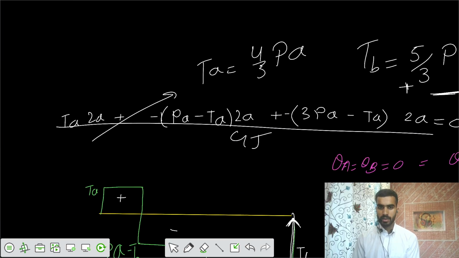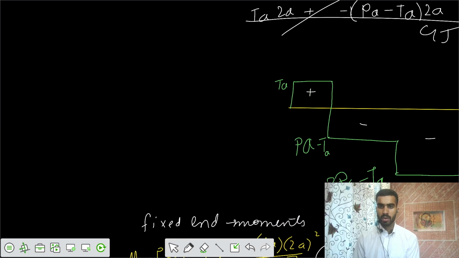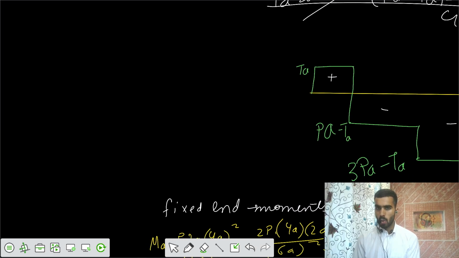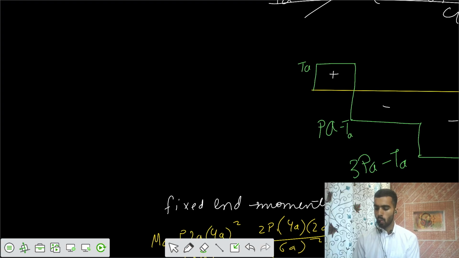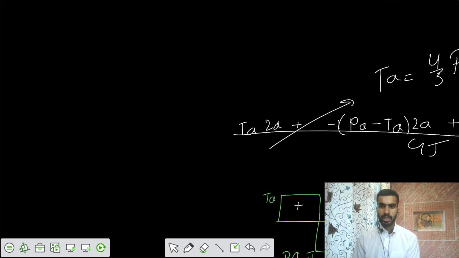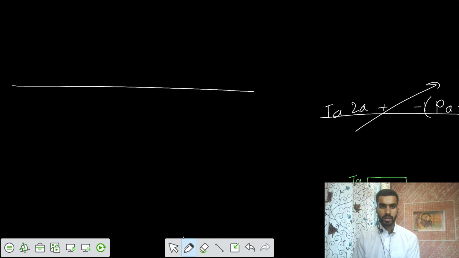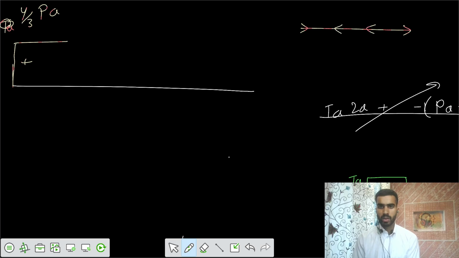Now let's make the TMD. So you got this one. You had that reaction of TB, TA, which equals 4 by 3 of P into A positive. Based on that, we have this arrow and also this arrow, and this one and this one. So this was your 4 by 3, this was your 1, this was your 2, this was your 5 by 3. So let's have those values.